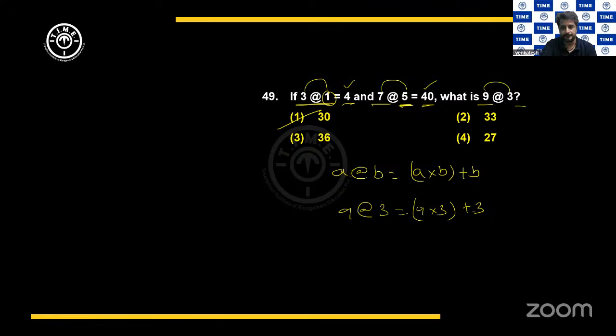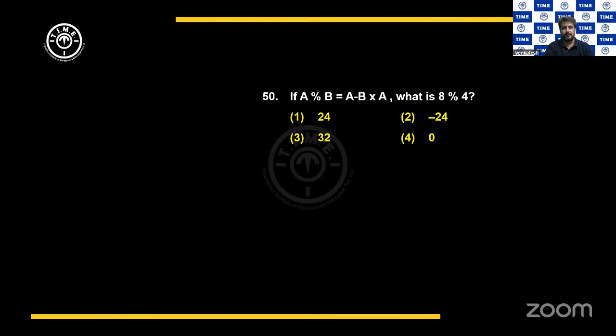Next one. All right. Here we have a given formula. What is that? A percentile B is equal to A minus B into A. So just substitution. 8 percentile 4 is equal to A minus B, means 8 minus 4 into A. A is nothing but 8. First multiplication. 8 minus 4 into 8, 32. 8 minus 32 is minus 24. Choice 2.